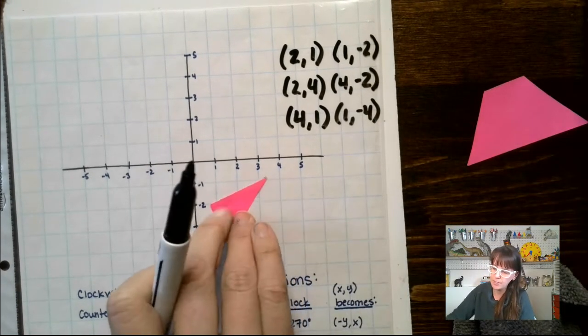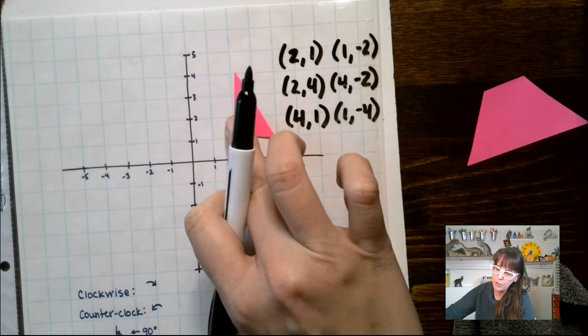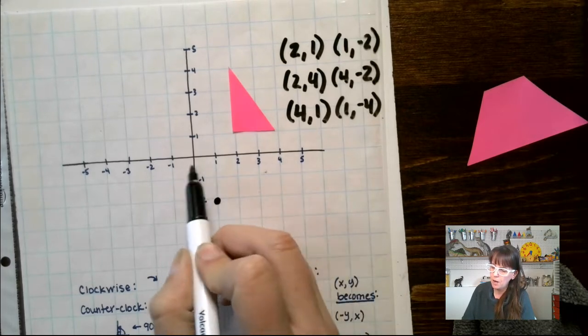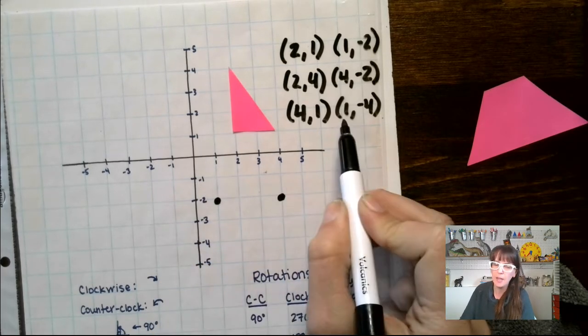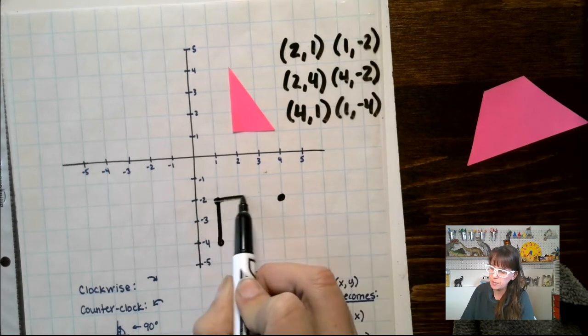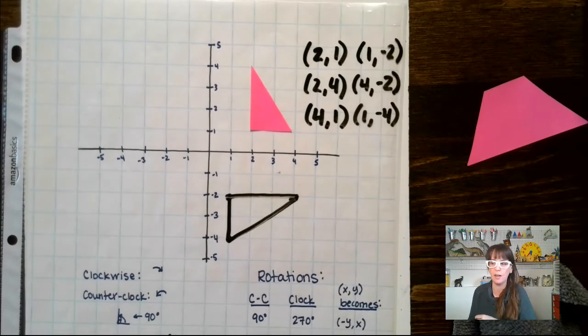So let's go ahead and put this guy back up here. So it was up here. And so our new points are gonna be 1, negative 2. So over 1, down negative 2. Over 4, down negative 2. And 1, negative 4. And you'll see that that has just been rotated 270 degrees. It can be kind of tricky to do that in your head, so I think this point method really works a lot better for that.